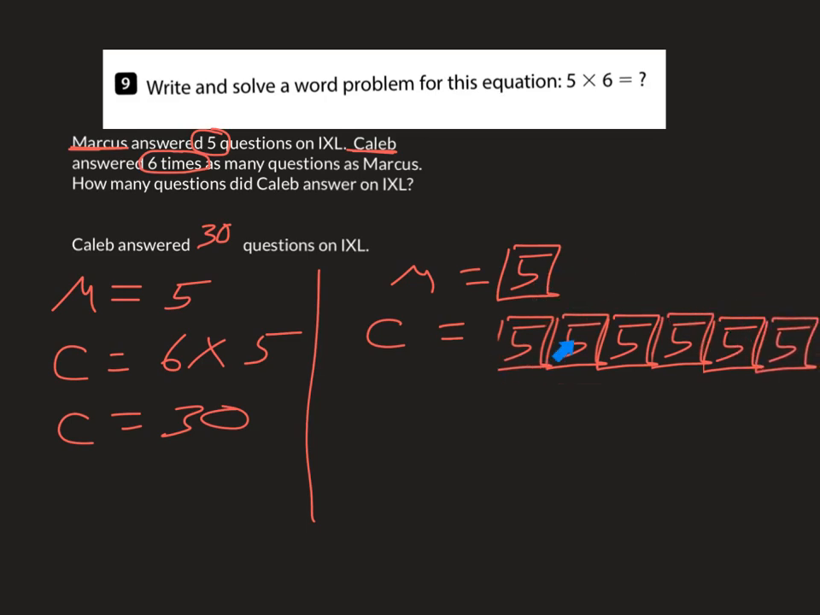That'd be 5, 10, 15, 20, 25, 30. So Caleb answered 30 questions on IXL, which is 1, 2, 3, 4, 5, 6 times as many as 5.